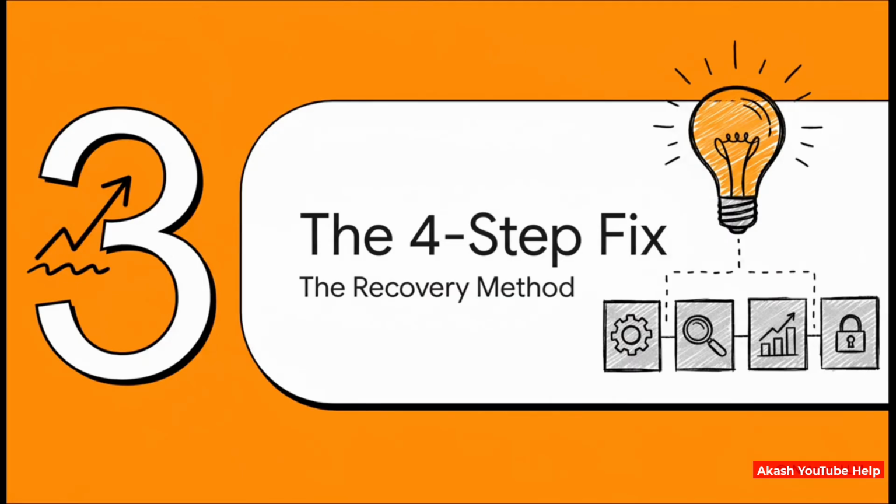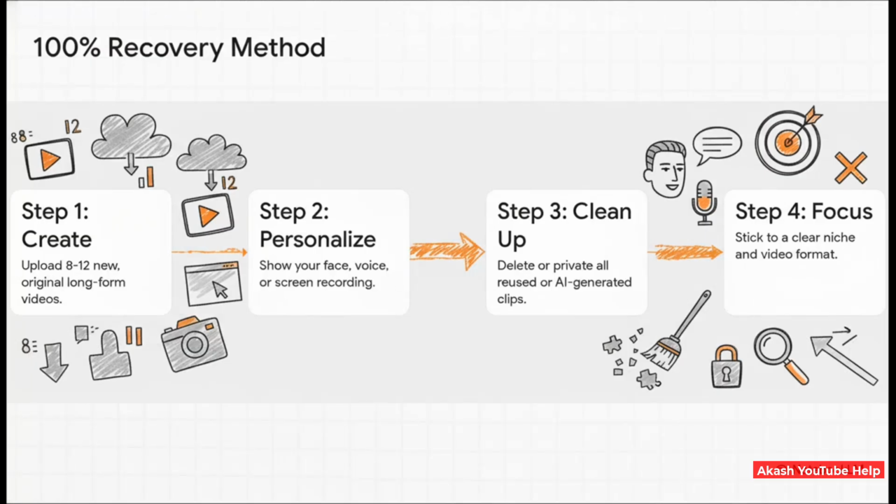All right, so we get the what and the why. Now let's get to the good stuff, the how. Our source blueprint gives us a super clear 4-step fix to get a channel right back on track. So this recovery plan has 4 main parts. Step 1, you gotta create. You have to prove you're an original creator by uploading somewhere between 8 to 12 new long-form videos. Step 2, you gotta make it personal. You have to show up, whether it's with your face, your voice, or even just a screen recording. Step 3, time to clean house. Go back and delete or private any of that old content that could be getting you flagged. And finally, step 4, focus up. Show YouTube you have a clear plan by sticking to one niche and one format. It's really all about proving you're authentic.